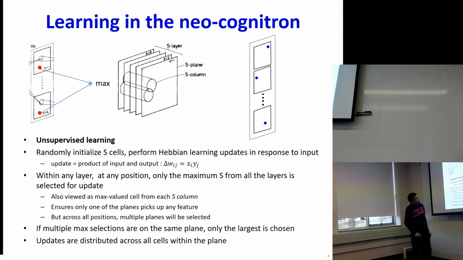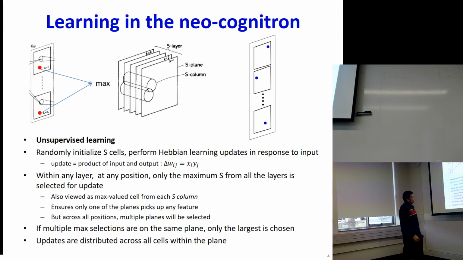Specifically, he introduced some curious rules. Instead of drawing all of these planes vertically, like so, if you stack them up, he said that within any layer, at any position, only the maximum S from all the layers is selected for the update. So if I stack all of these like so, here I have 5 of these layers, right? At any position, every one of those 5 layers has some response. One of them has the largest response. So I'm only going to choose that layer, and for that particular position, I'm going to switch off the rest. And that position is the only one. So the weight connecting to that position is the only one that I will update.